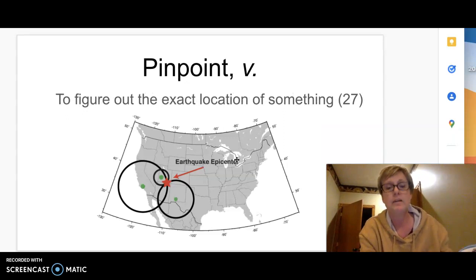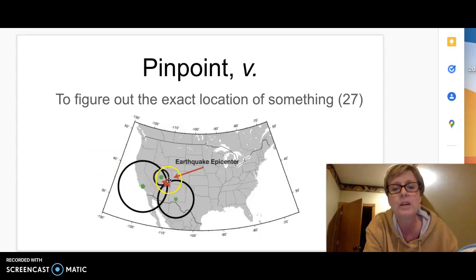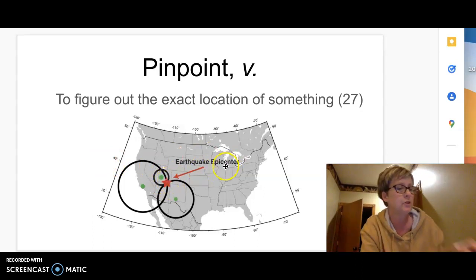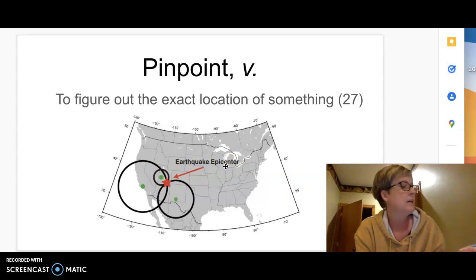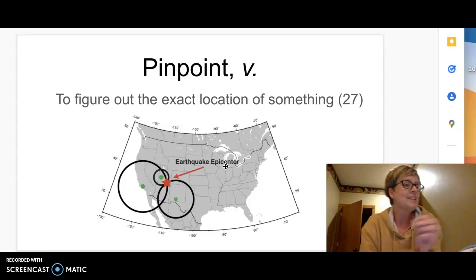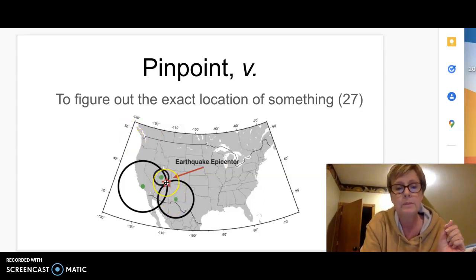Pinpoint. This is a verb, and it's to figure out the exact location of something. Well, right here we are finding the exact location of the earthquake epicenter. And pinpoint is on page 27, and they use seismographs to pinpoint the earthquake's epicenter.